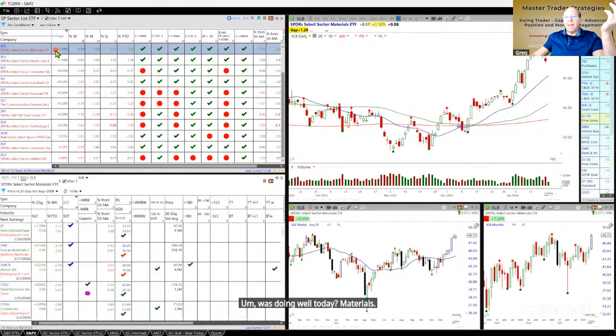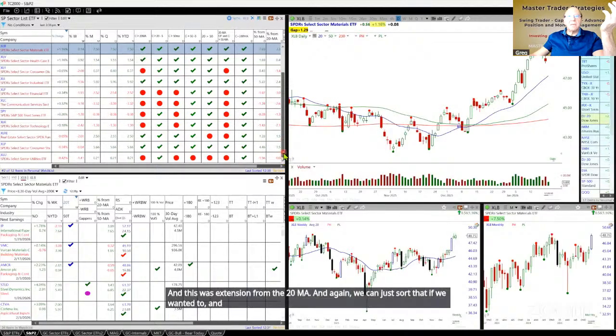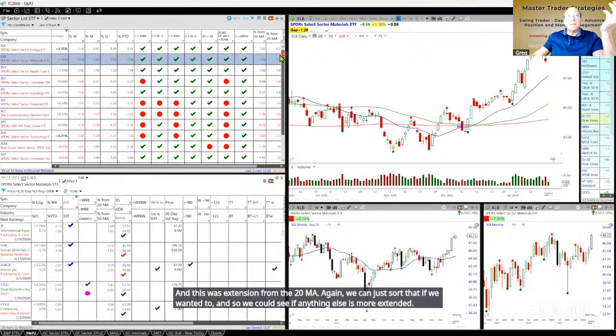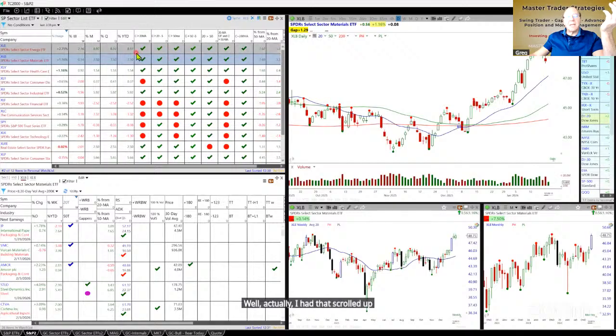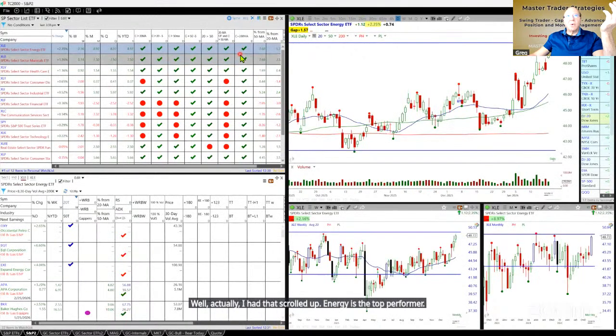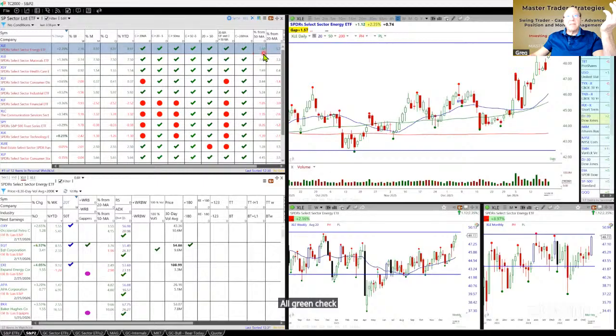Materials. Well, it gapped up. All right. And it gapped up after yesterday's gap down, but it's short-term extended. We know that based on this number. And this was extension from the 20 MA. And again, we can just sort that if we wanted to, and so we could see if anything else is more extended. Well, actually, I had that scrolled up. Energy is the top performer. All green check marks. It's 7% above the 50, almost 6% above the 20. And as I look to the left, look at the weekly chart.